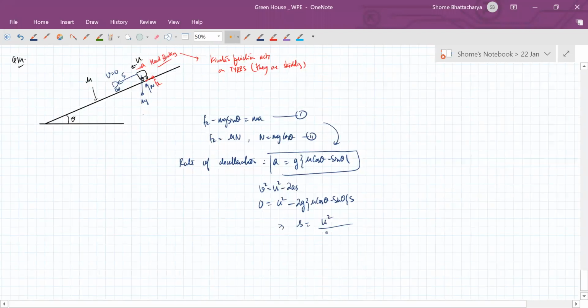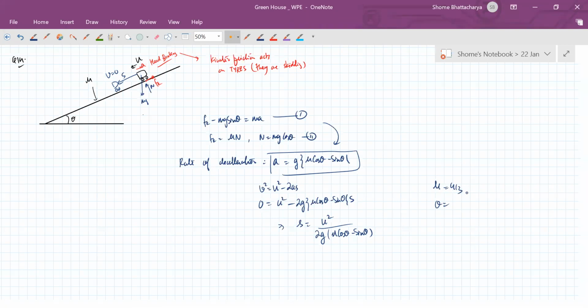So understood, Nanditi? You have to just apply the kinematics equation now. Now just substitute the values of mu and all which are given. I think mu is given as 4/3, isn't it? And the angle of inclination is, what is it, 37 or 30 degrees or something like that.